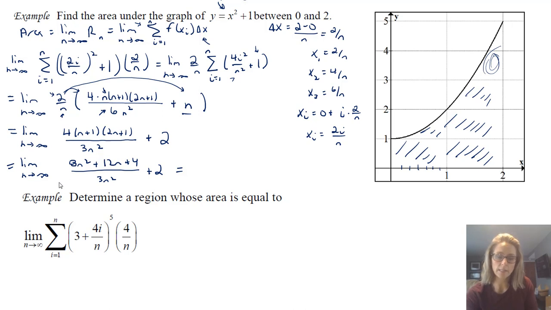So the key thing to see is, again, from section 3.4, that these are just polynomials here. And because they have the same degree, as n goes to infinity, we're going to have 8 over 3 plus 2. And that's going to give us 14 over 3, and that's units squared. That's also 4 and 2/3.